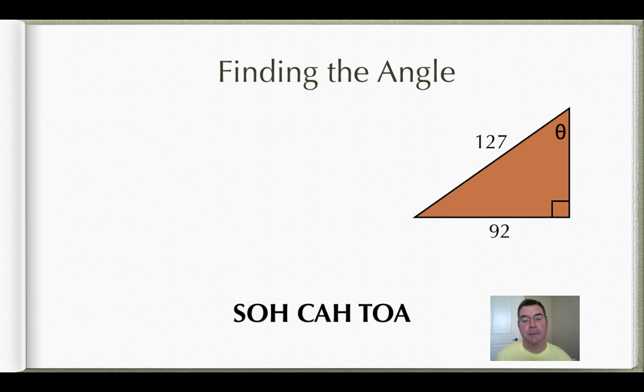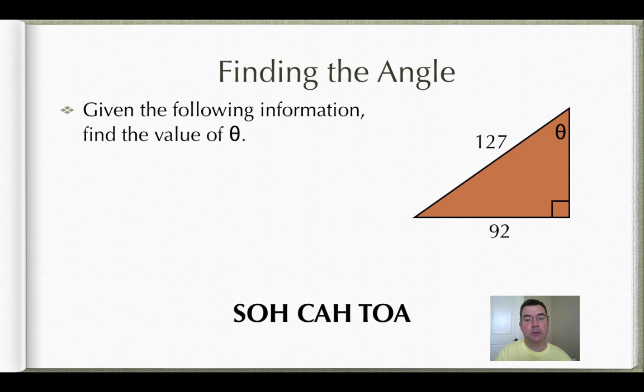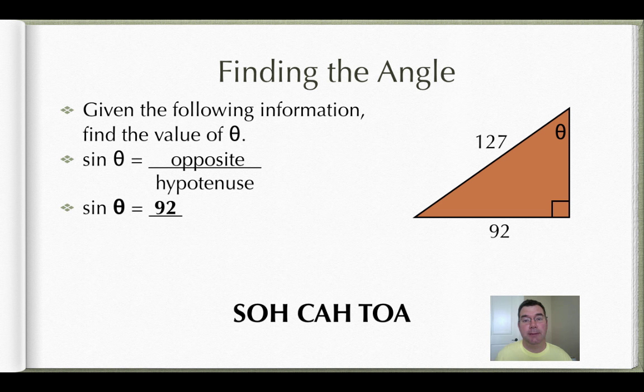is the hypotenuse. So looking at the triples, I need to find the triple that has O for opposite and H for hypotenuse. Well, that's the first one, SOH, and the S stands for sine. Okay, so I will use sine. Sine of theta is always equal to the opposite side over the hypotenuse. And so now I can fill in the numbers that I have. The sine of theta, it's still called theta, equals 92 over 127.